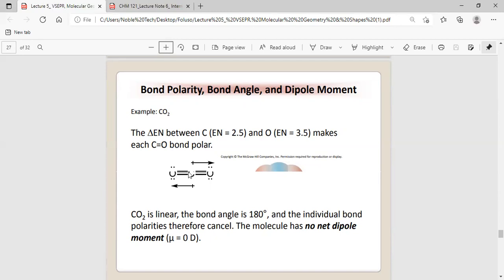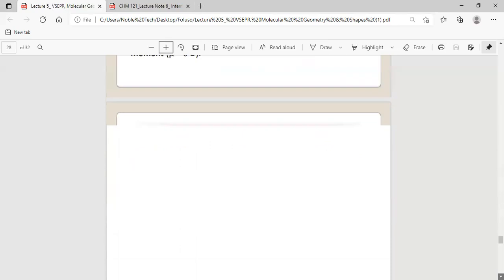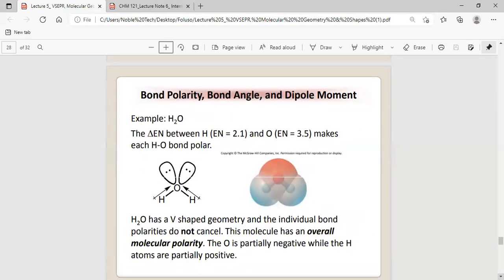So there will be a polarization of that bond towards oxygen. But as you polarize towards this oxygen, you are also polarizing towards the opposite oxygen. As a result, the individual bond polarities cancel out each other, so the net dipole moment of CO2 is 0. And that is the reason why CO2 is a gas at room temperature: it is not a polar compound. But let's look at water.